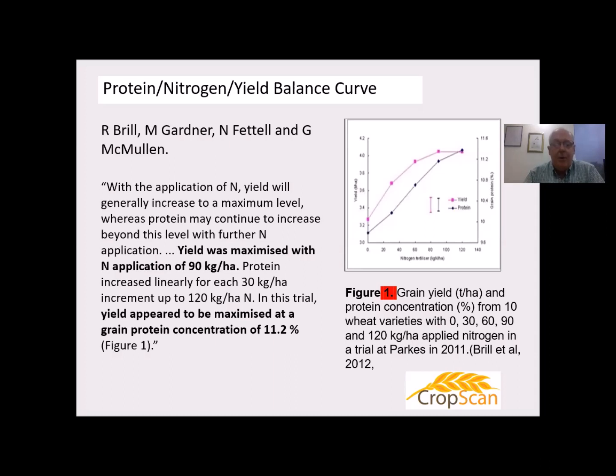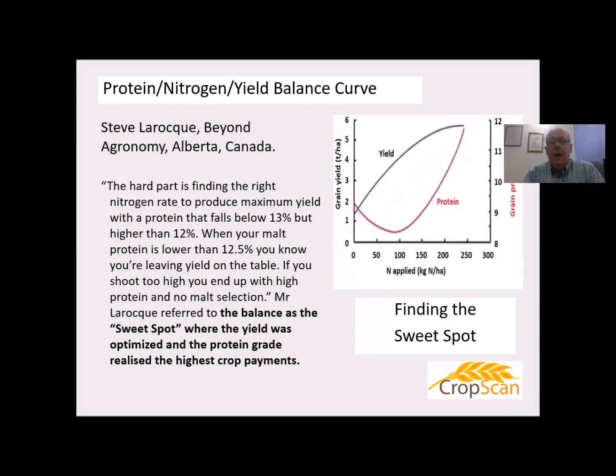And that can then be used in the next season to predict or to allocate how much fertilizer I'm going to put into various zones. The same characteristic or plot was suggested by Steve LaRocque. Now, in this case, he's referring to barley. And what he's saying is that the balance, which he refers to as the sweet spot, is where the yield is optimized and the protein grade realized for highest crop payments.